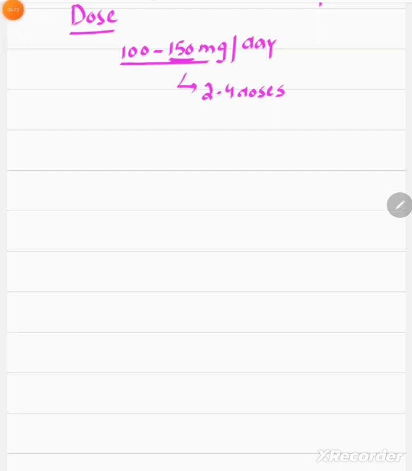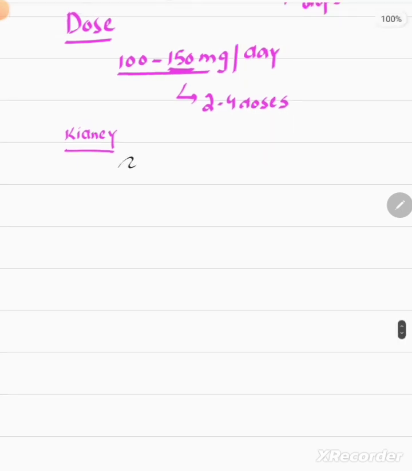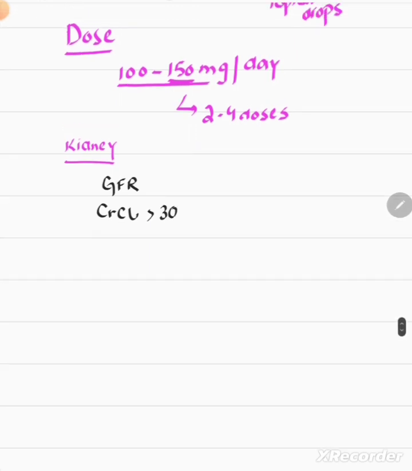A very important thing to remember is that if the patient has any kidney impairment, any renal impairment, any issues with the kidney and the renal function, the GFR, which is the glomerular filtration rate, or the creatinine clearance, which is another medium to estimate the function of the kidney, and it is less than 30, then we should avoid the use of diclofenac in those patients because it can aggravate the kidney impairment.